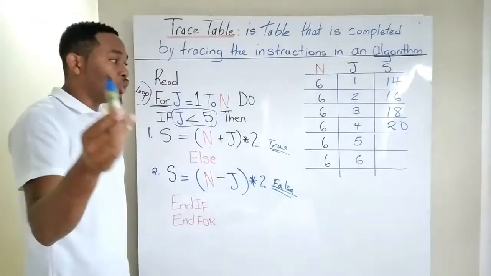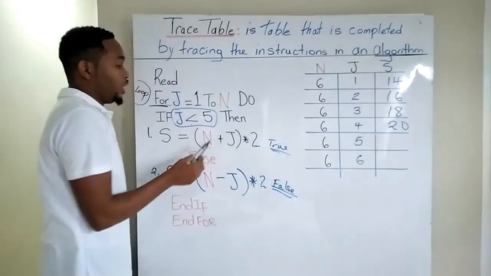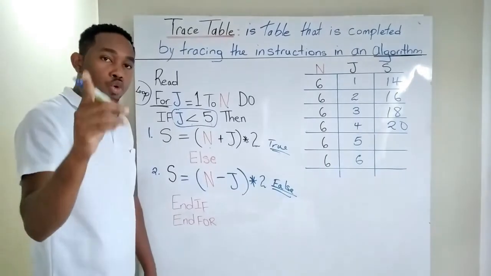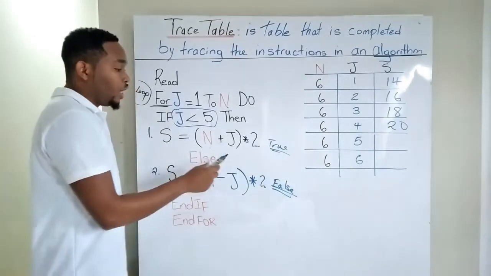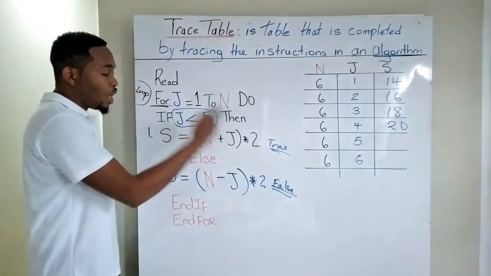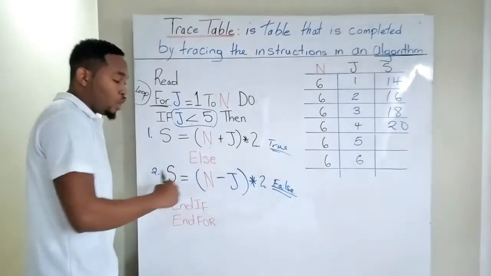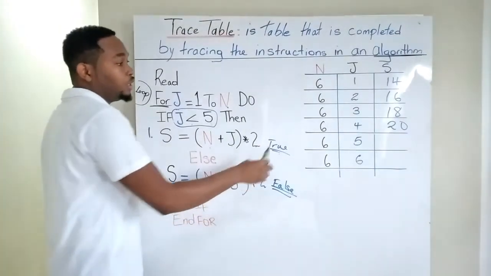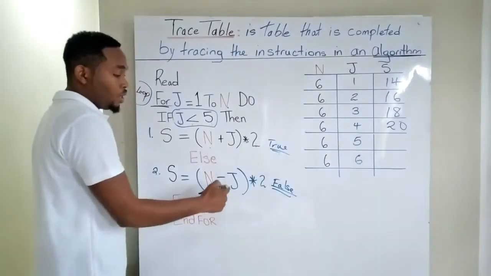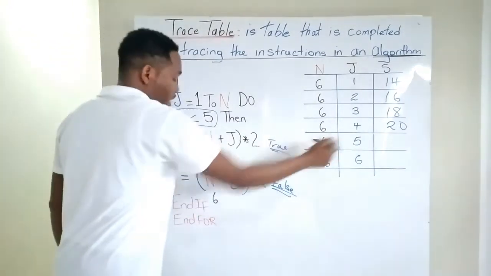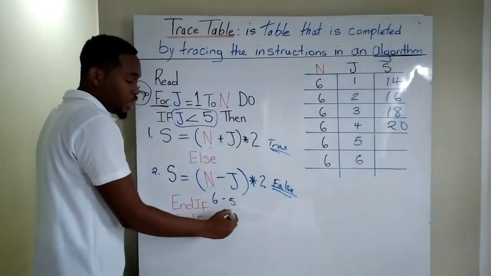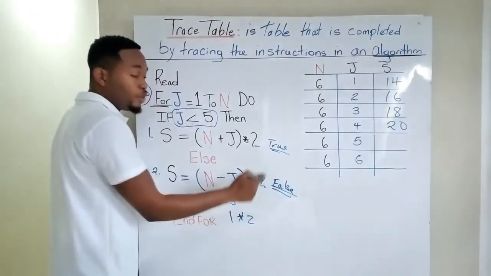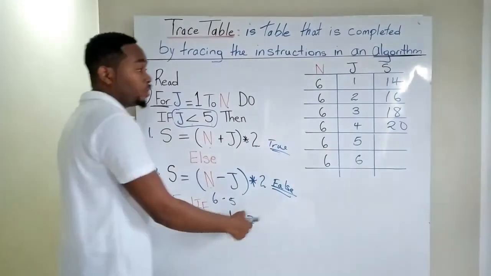Now we compare the next one. 5 for j. Is 5 less than 5? No, 5 is not less than 5, so that is false. When it is false, you go to the other option, which says else. You are going to use this calculation now. The value of n is 6 minus j, which is 5. Take that, we are left with 1, times 2. The asterisk means times. 1 times 2 gives us back 2.